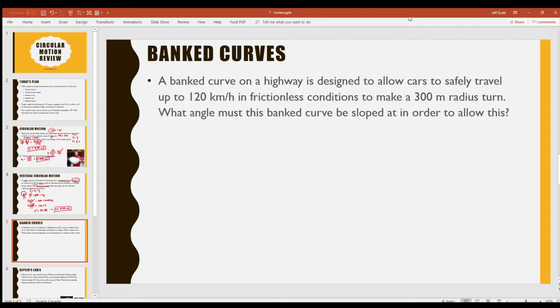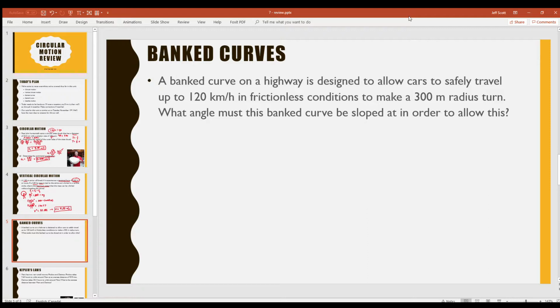Okay, so next up we have a banked curve problem. Just jot this down and give it a try. So a banked curve on a highway is designed to allow cars to safely travel up to 120 kilometers an hour in frictionless conditions to make a 300-meter radius turn. What angle must this banked curve be sloped at in order to allow this?